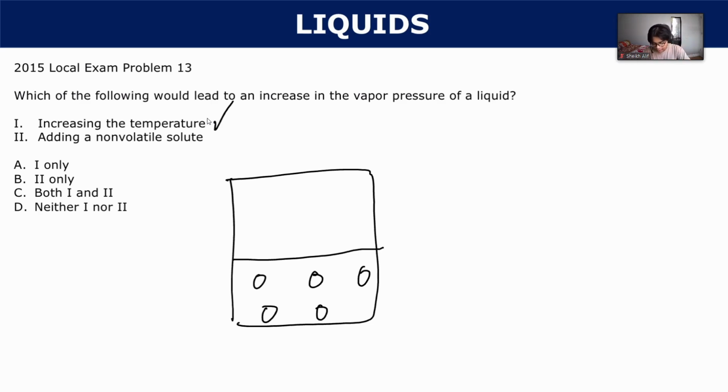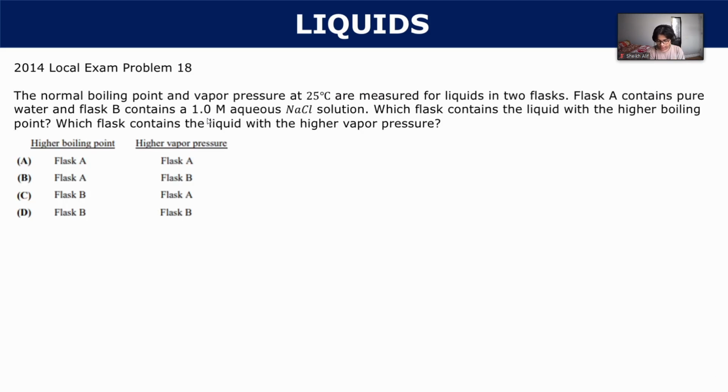Let's take a look at 2, adding a non-volatile solute. Remember, a non-volatile solute is something that's going to have low vapor pressure, meaning there's going to be fewer molecules that become vapor. And so adding a non-volatile solute is the exact opposite of what we want. A non-volatile solute is going to lower the vapor pressure of our liquid. And so the only answer that works is 1, and therefore the answer is A. And we're correct. Let's move on to the last one.